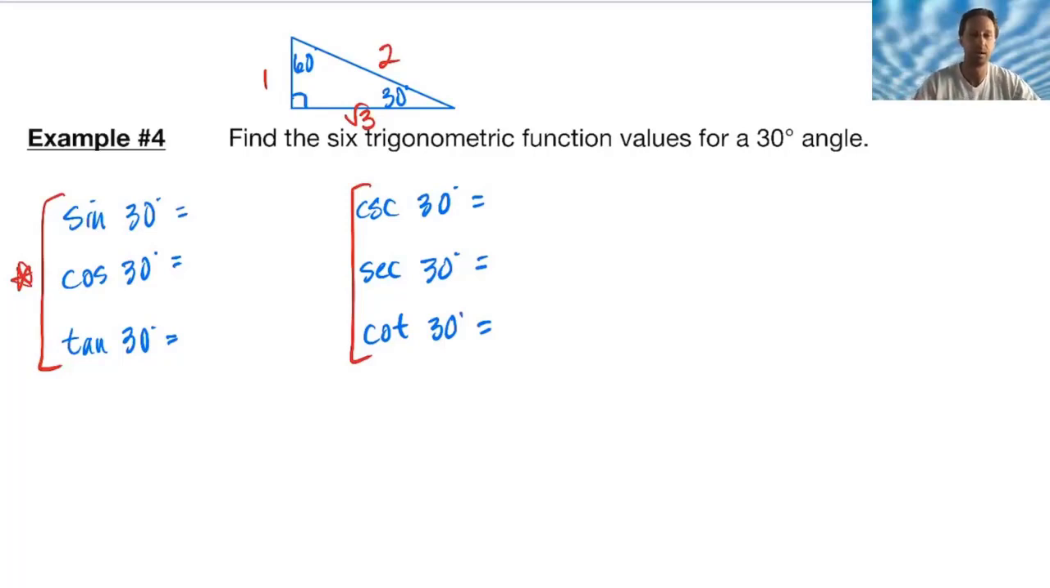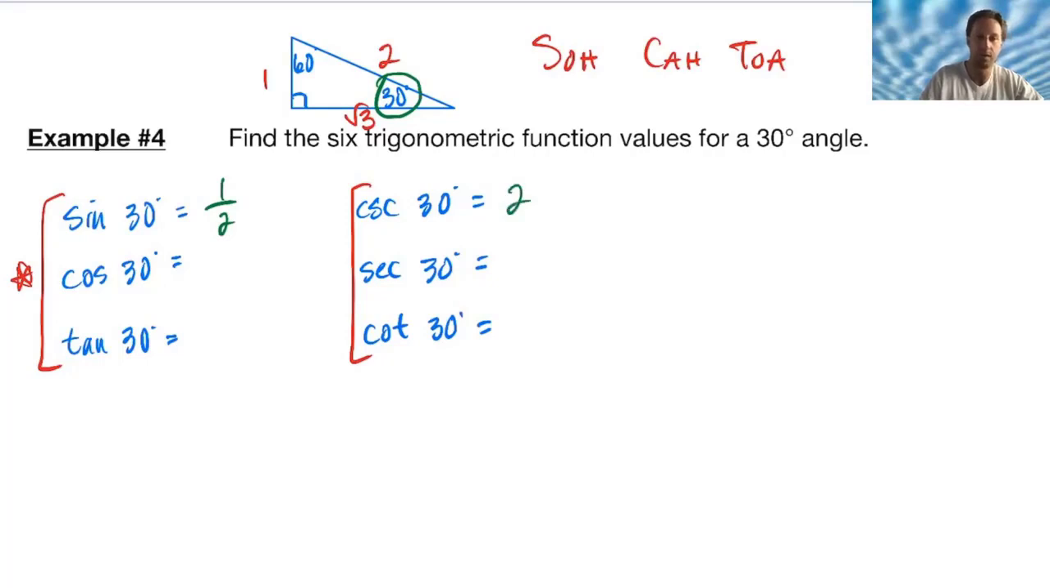So the sine of 30, remember sine of any angle is the opposite over the hypotenuse. So for us, the opposite of 30 degrees, which is the angle we're looking at, would be 1 over 2, 1/2. And since I know that, I can go ahead and do the reciprocal of it and find cosecant, which would be 2 over 1.